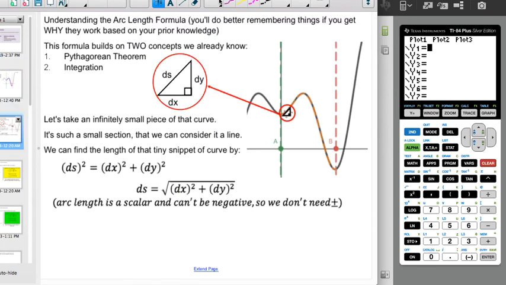So to understand the arc length formula, which we should understand because you will tend to do better on things if you aren't just memorizing them, but if you're sort of getting why they work in context, we basically need two things we already know how to do. We need Pythagorean theorem and we need integration.